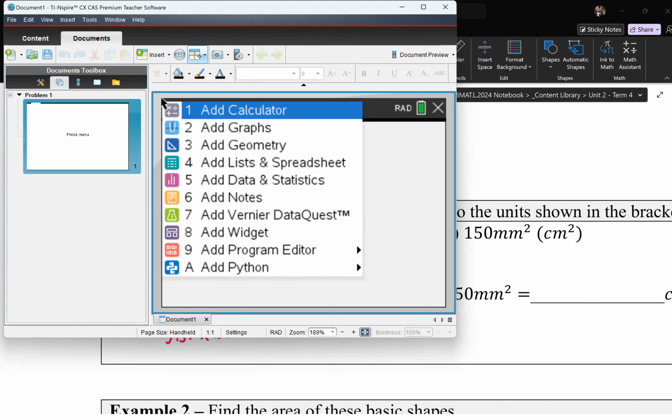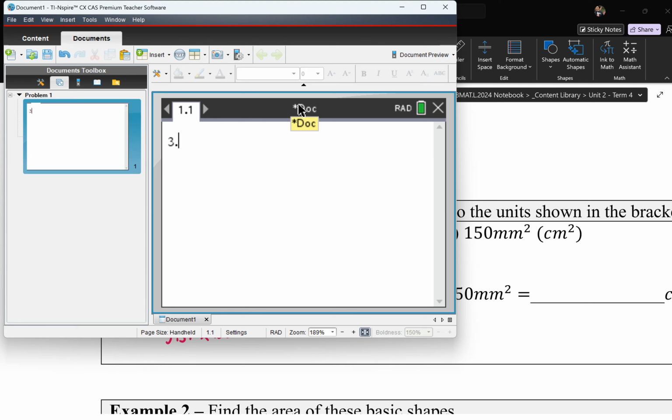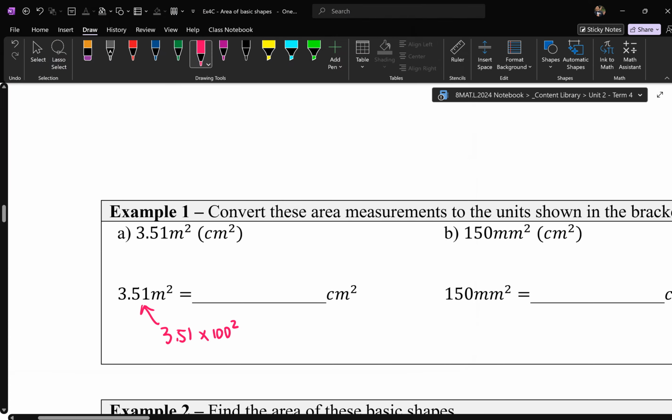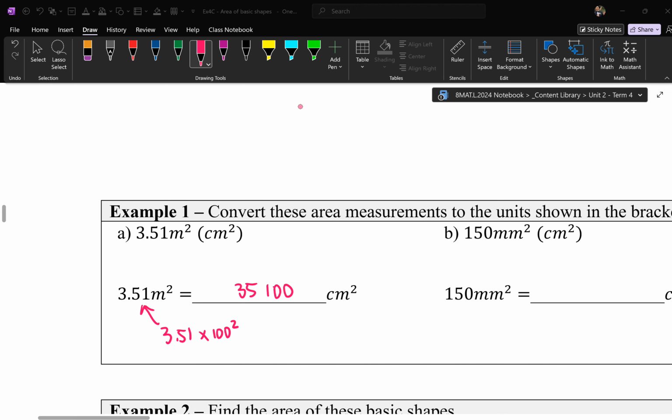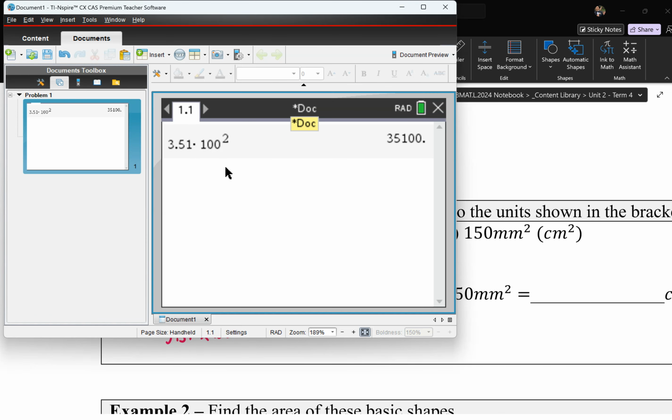I'm going to pop out my calculator. And 3.51 times 100 squared. And that equals 35,100. Okay, so 35,100 squared centimeters. Now, if you have a calculator where you can't put the square, then you can do 3.51 times 100 and then times 100 again, because 100 times 100 is what 100 squared means. Okay, and you should still get the same answer. Okay, so that should still work.